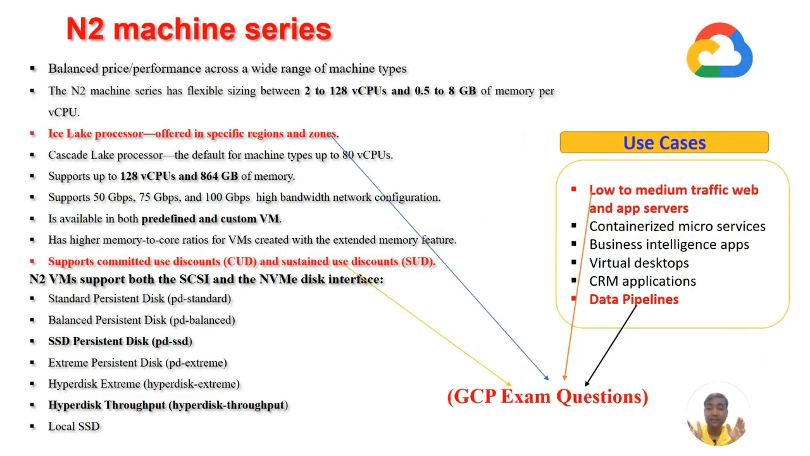Guys, let's discuss the N2 machine series. The N2 instances were the second generation of general purpose instances in Google Cloud Platform. N2 instances use Intel Cascade Lake processors, which provide higher compute power and enhanced security features. Compared to N1 instances, N2 instances offer a higher ratio of vCPU to memory, resulting in better CPU to memory balance. Guys, the N2 machine series is available in both predefined and custom VMs. It supports committed use discount and sustained use discount.